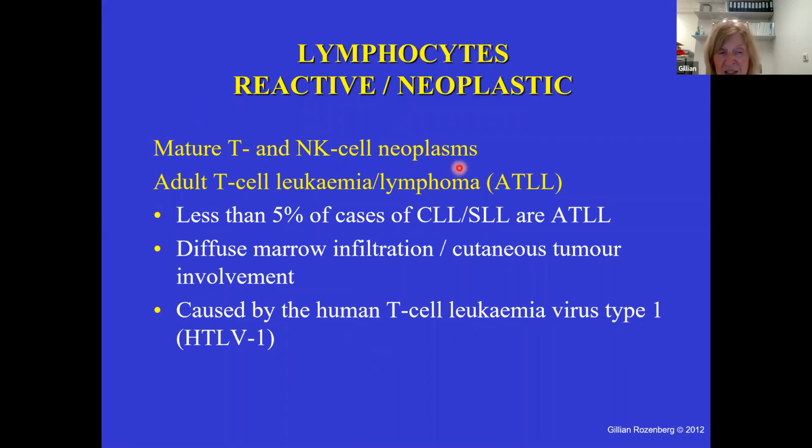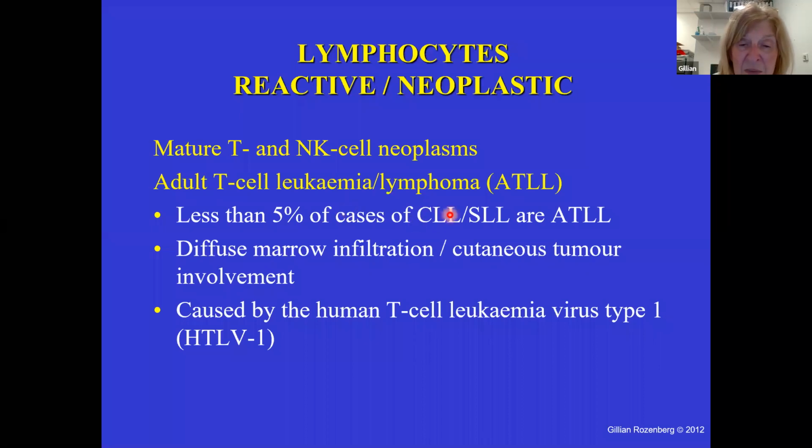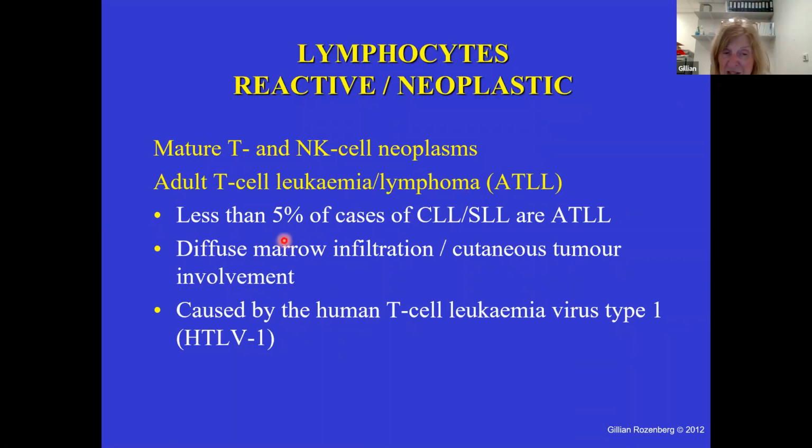So now moving on to the next one. This is adult T-cell leukemia lymphoma. Less than 5% of cases of CLL/SLL are ATLL. Diffuse marrow infiltration and cutaneous tumor involvement characterize this ATLL. It is caused by the human T-cell leukemia virus type 1, the HTLV1.